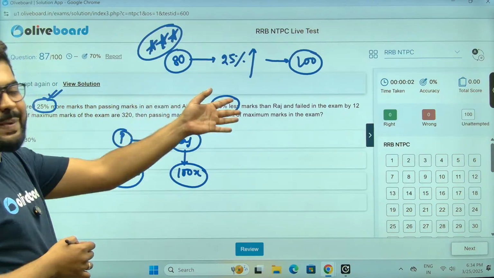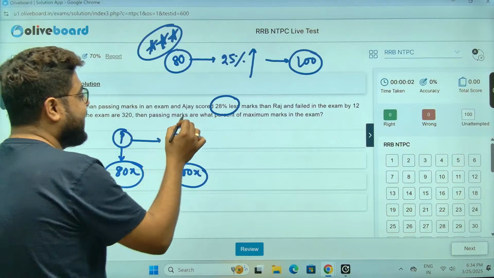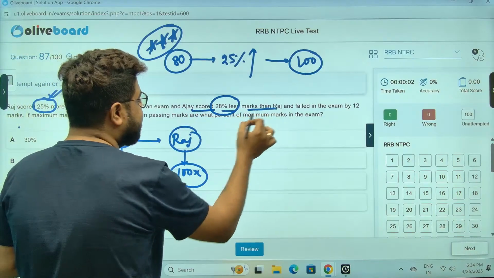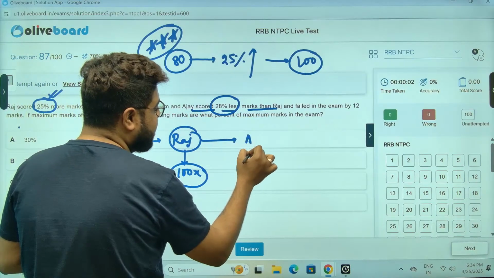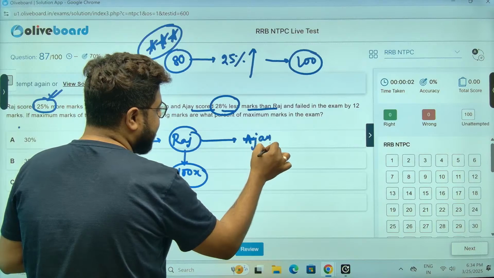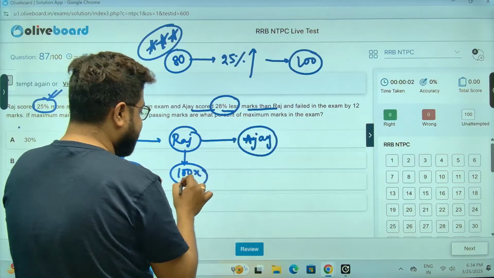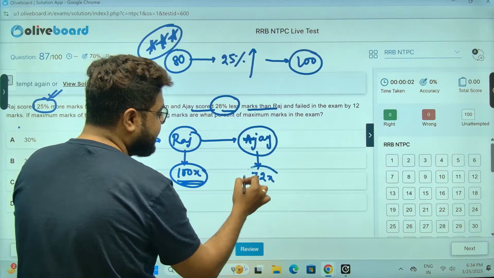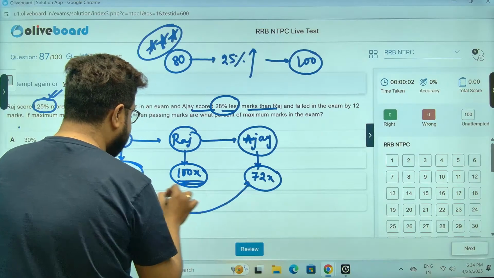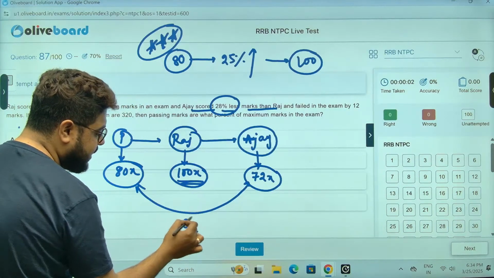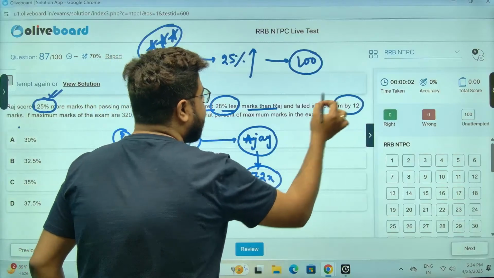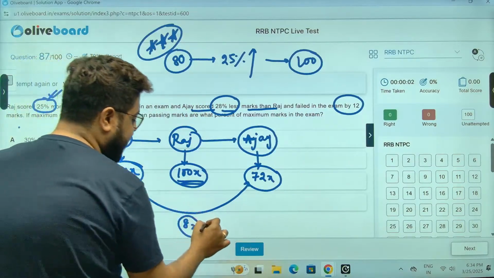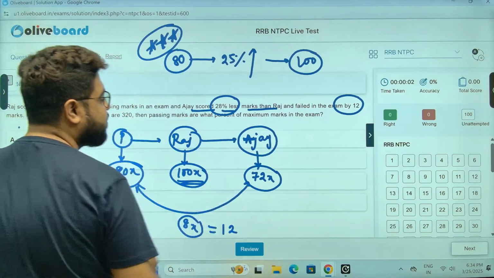Now you see the second part of the question becomes so easy. Ajay scored 28% less than Raj, meaning Ajay scored how much? As this is 100x, Raj's score, I can simply say 72x. Sir, what is the difference? Sir, passing marks 80x. That is given as failed the exam by 12 marks. Sir, 8x is equal to 12, sir.